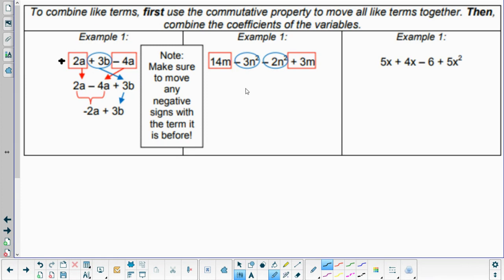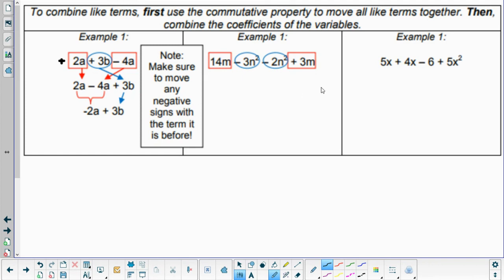Okay, in this example, they've already color-coded it for you, and this is something that I like to do, especially if we were in class together. I would have you guys color code. So anything that has m's, they colored in red. Anything that has an n squared, they colored in blue. If you don't have color pencils, you can do boxes and circles and triangles, whatever you need to distinguish between each one.